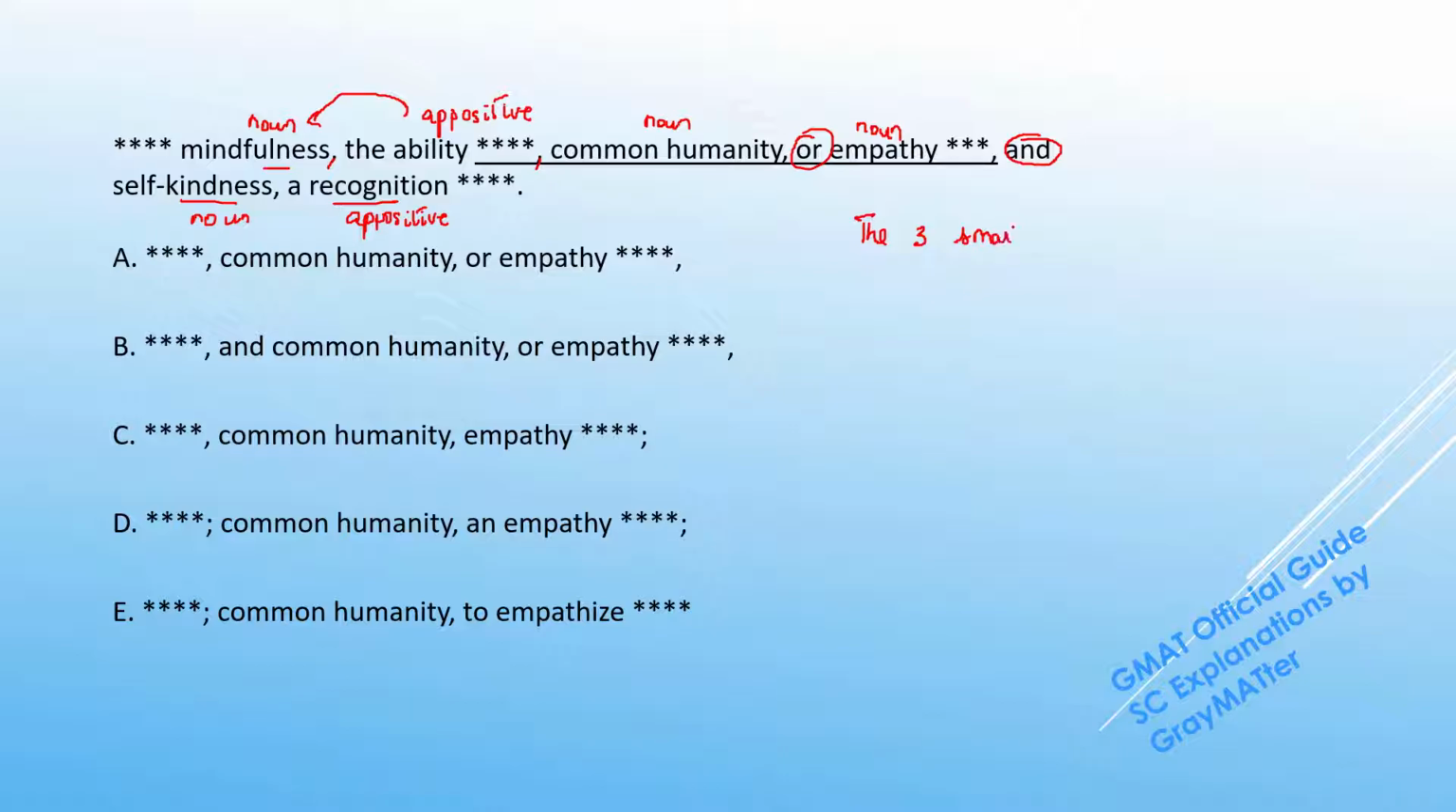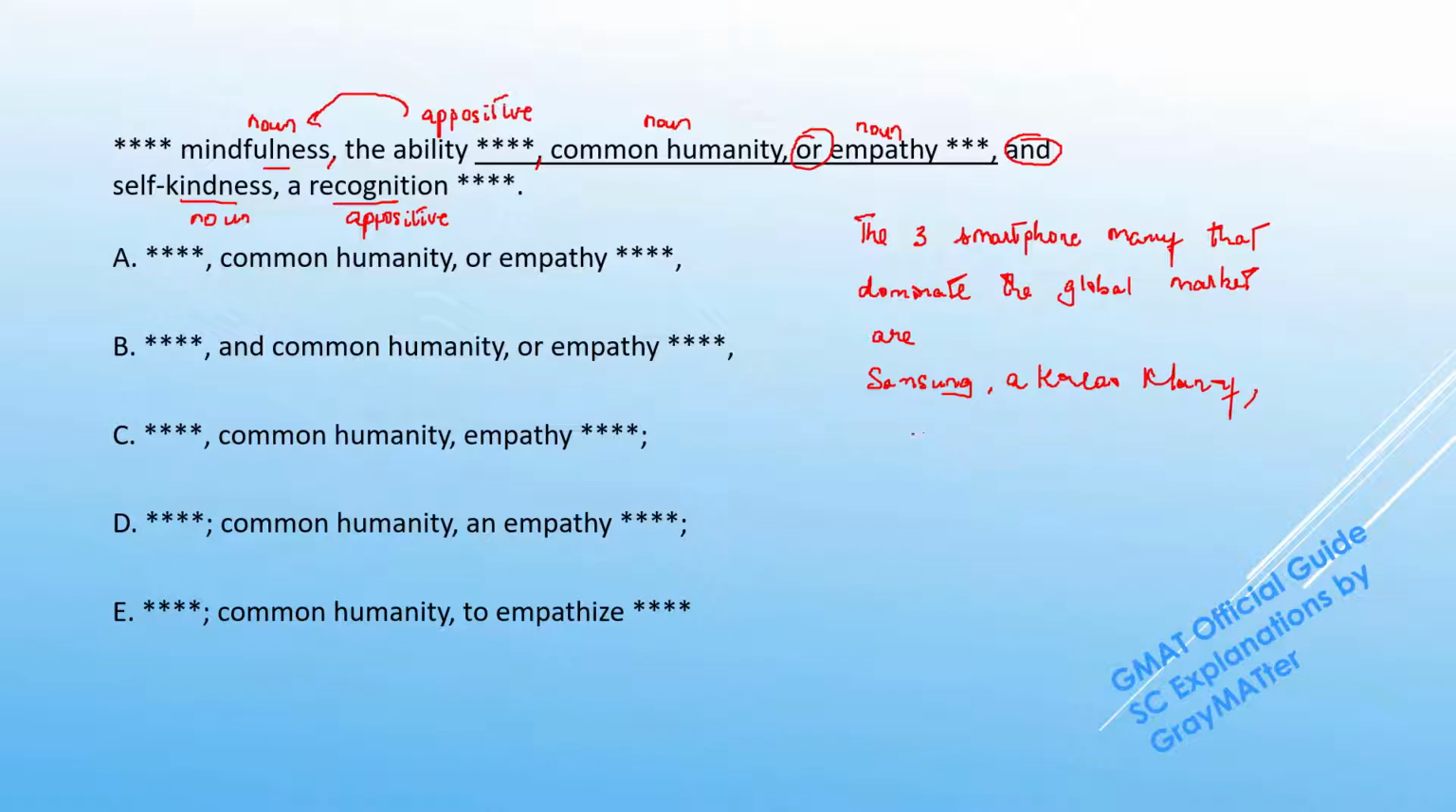The 3 smartphone manufacturers that dominate the global market are Samsung, a Korean manufacturer, Apple, a US manufacturer, and Huawei, a Chinese manufacturer.